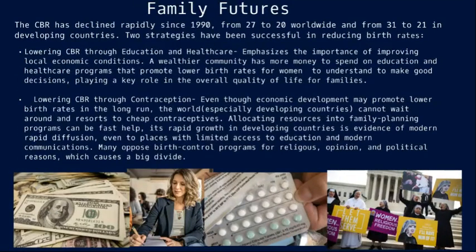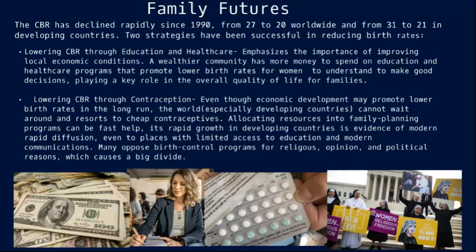Family futures. The CBR has declined rapidly since 1990, from 27 to 20 worldwide and from 31 to 21 in developing countries. Two strategies have been successful in reducing birth rates. Lowering CBR through education and healthcare emphasizes the importance of improving local economic conditions. A community then has more money to spend on education and health programs that promote lower birth rates, for women to understand and make good decisions, playing a key role in the overall quality of life for families.